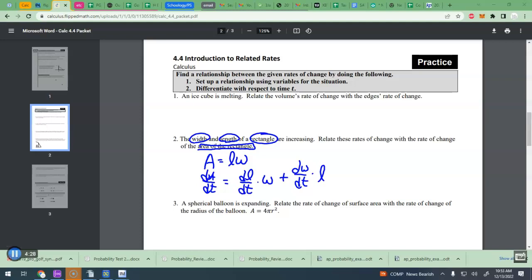And then they'll give you certain parts of this and ask you to find the rest. So let's go through and make sure we know what they all mean. We did this one. What's the dL dt telling you? Change of the length. This is the actual width. This is change of the width. And this is the actual length.